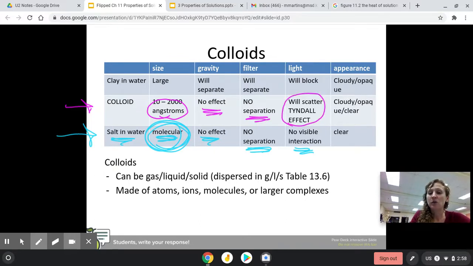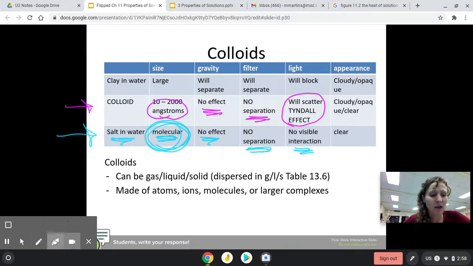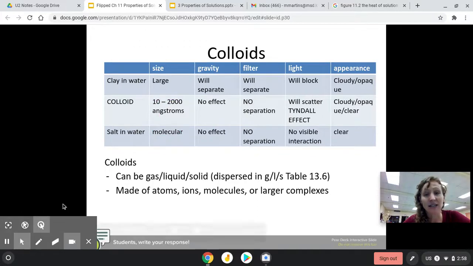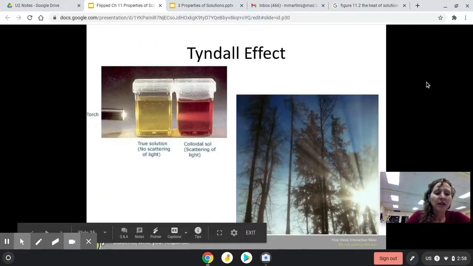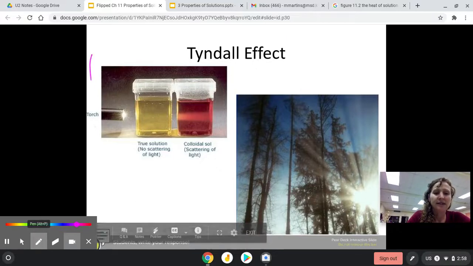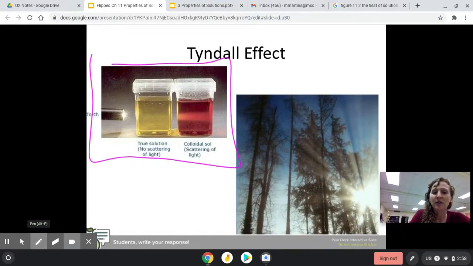But if you shine light through this substance, the things in solution are just big enough that it will actually scatter the light. So let me show you what I'm talking about. This is called the Tyndall effect. Look at this example right here. Notice that we have a light that's shining through both solutions. The yellow solution, whatever's dissolved in there, probably ions, is too small, so you don't actually see any light being scattered. You can't see the beam of light in it.